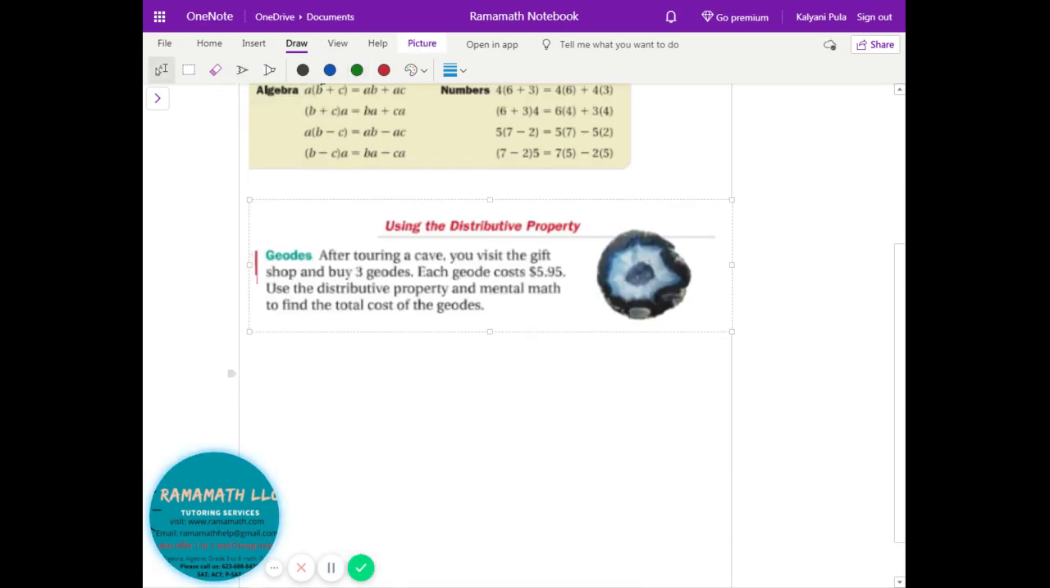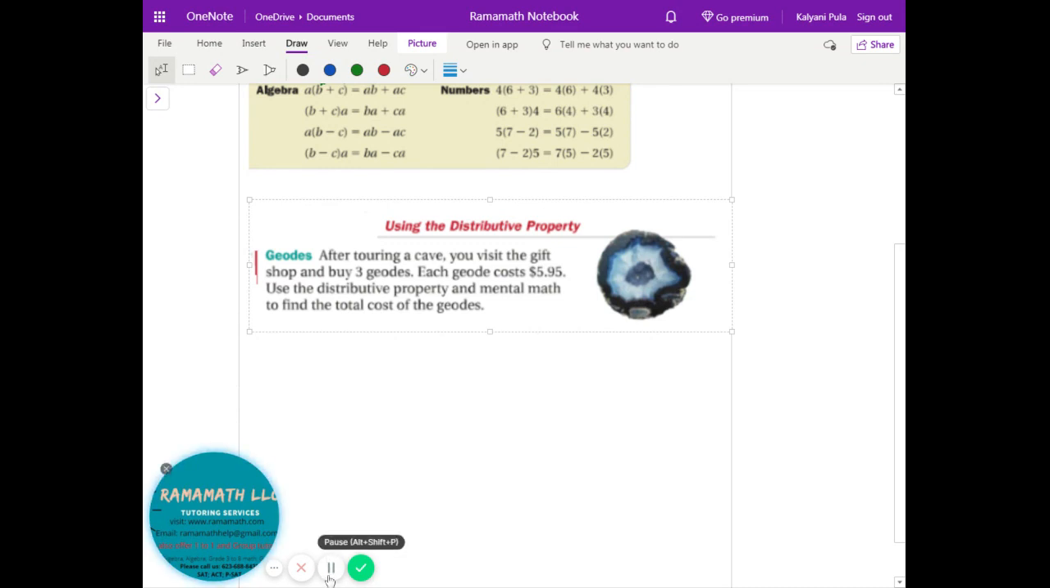Now let's look into our word problem where we can apply the distributive property. Let's go ahead and read the question for me. Geodes: after pouring, came to visit the gift shop and buy 3 geodes. Each geode costs $5.95. Use the distributive property and mental math to find the total cost of the geodes. Okay, so here they're asking for the answer in 2 different ways. One is to use the distributive property, and also you can do the mental math, I mean, you can do it in your head and see if it makes sense to you or not.